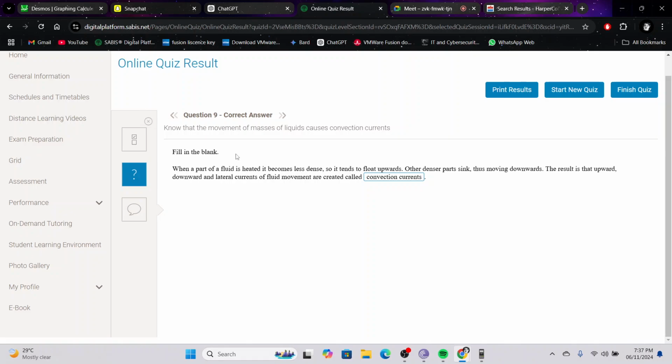Now, what you need to know: the result, the upward and downward lateral currents of fluid movement, is called convection currents. So when you see currents, and this is describing convection, just join them together: convection currents.